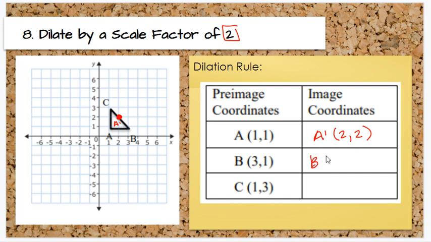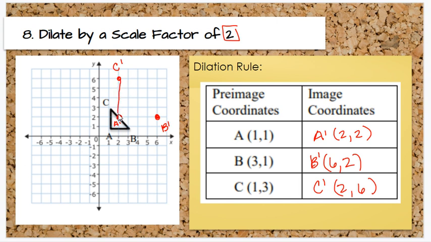B prime is going to be at 3 times 2 is 6, and 1 times 2 is 2. So 6, 2. So start at 0, 0, go right 6 and up 2, and that is B prime. C prime, 1 times 2 is 2, and 3 times 2 is 6. So start at 0, 0, go right 2 and up 6, and that is C prime.